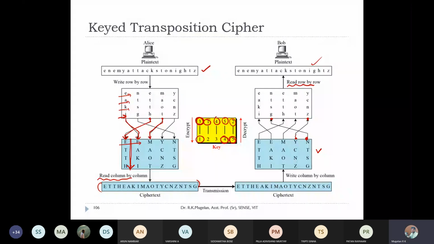Right. If it is clear, raise your hands. Because if you are clear with this, then you will be able to understand the key generation process in transposition cipher. That's right.